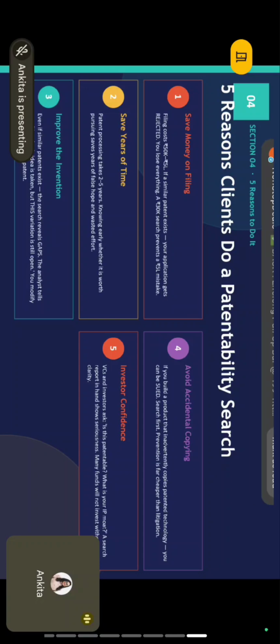The fourth is to avoid accidental copying. If you build a product that copies the patented technology, you can be sued. So searching first is most important in that case as well. Prevention is far cheaper than litigation. And the last is investor confidence. Investors usually ask, is this patentable? What is your IP moat? A search report in hand shows seriousness. Many funds will not invest without IP clarity. So these are the 5 reasons clients do a patentability search.